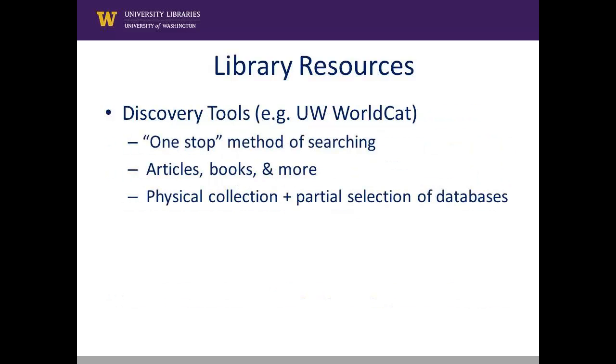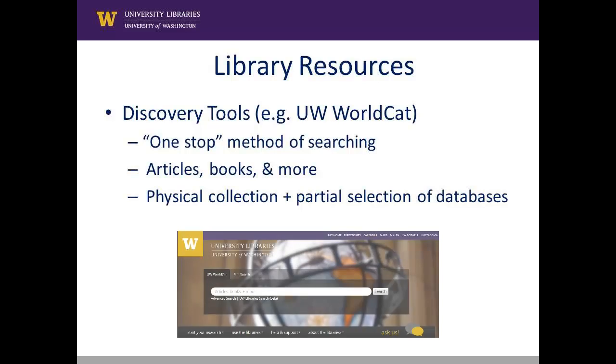There are two main types of resources for discovering materials at the UW libraries. The first is the main library search box, which connects to UW WorldCat, and the second is specific library databases. The UW Library search box is located at the top of the library's homepage. This box represents a one-stop method of searching for resources via the UW libraries, including articles, books, and more.